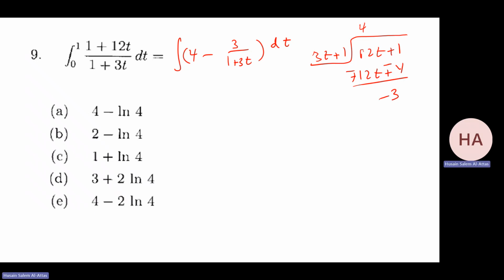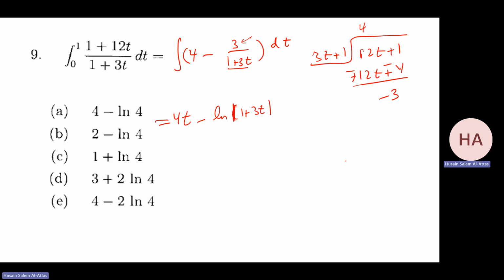That will be 4. 12t plus 4. That will be minus 3. So I have 4 plus 12t minus 3. Yes, correct. Okay, so I have 4t. This one, if this is u, this is du, minus ln 1 plus 3t.